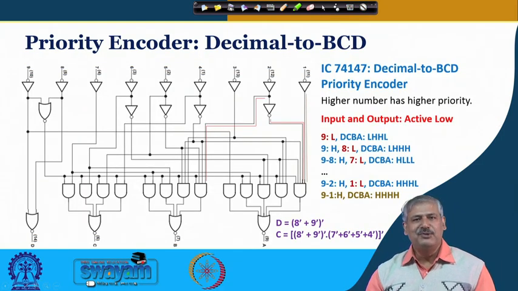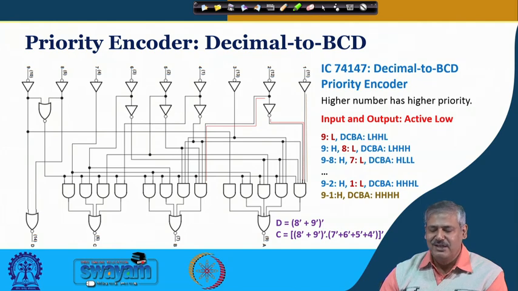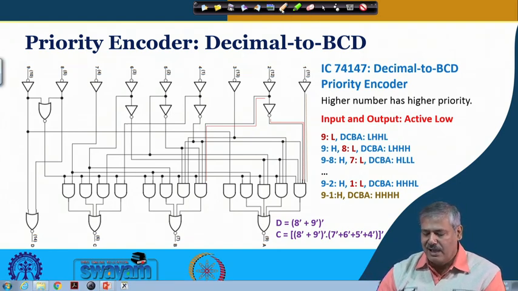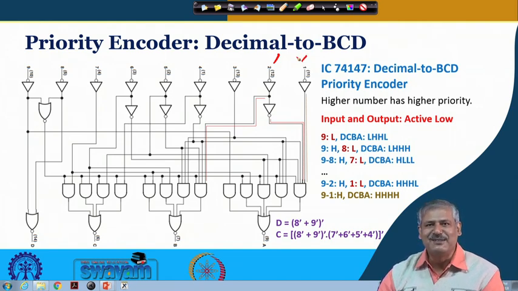Now, let us look at one practical circuit where this priority encoding is happening. This is decimal to BCD priority encoding. In this case, the higher number has higher priority, similar to what we had discussed during the development of the concept for priority encoding. And we look at the example where 1 and 2 are pressed simultaneously. Let us see what happens.